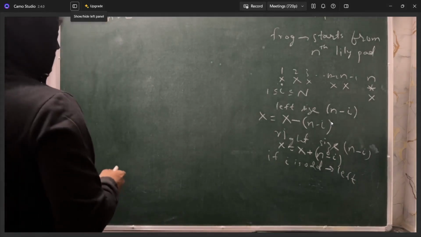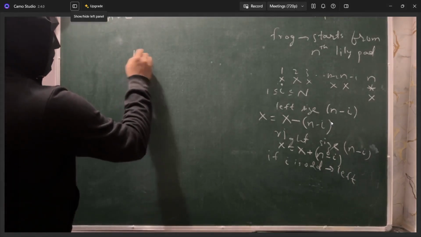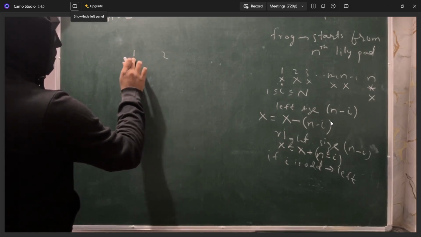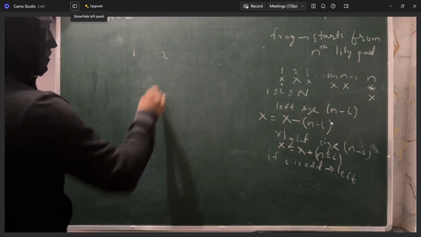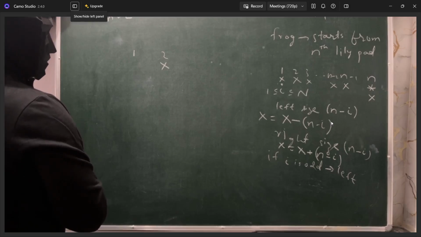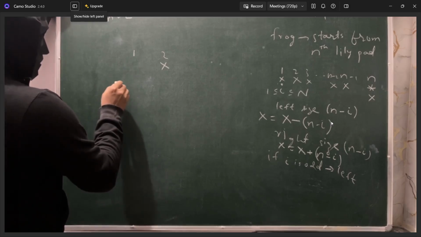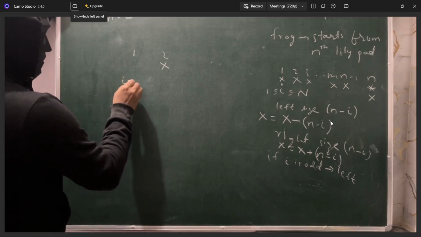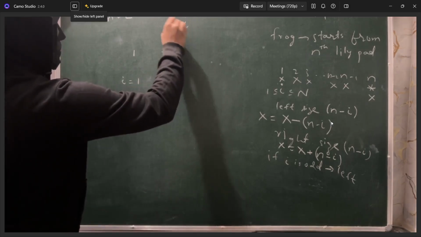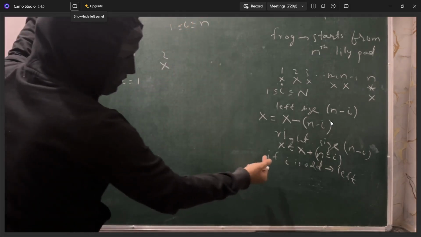In the first case, they have given two lily pads. You can consider this is lily pad 1 and this is lily pad 2, and initially the frog is at this position. Okay, so your i operation will be starting from 1 till n. i goes from 1 till n, as I said here.